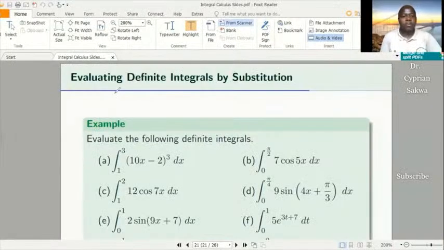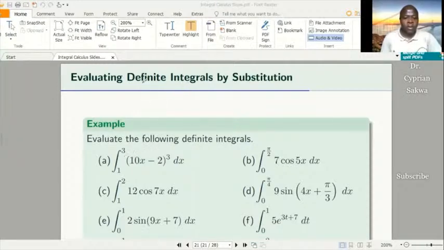Looking at how to evaluate definite integrals by substitution. We'll have to borrow a lot from our previous videos, for instance, where we learned to integrate mentally, and I've already shown that in my previous videos. Now, we want to look at several examples, as usual, just to ensure that you grasp the concept.